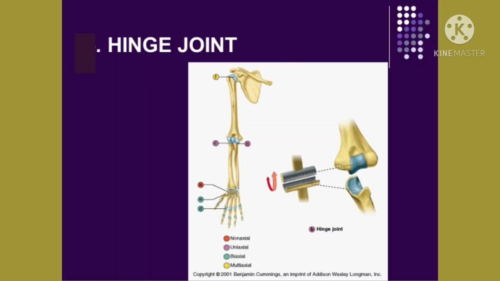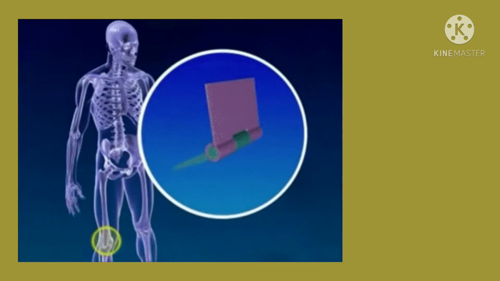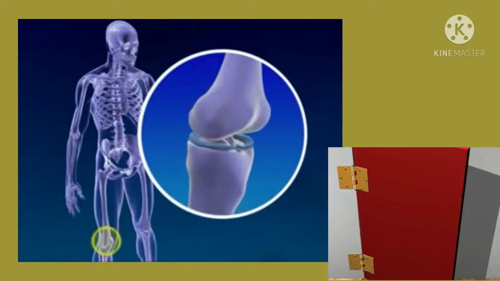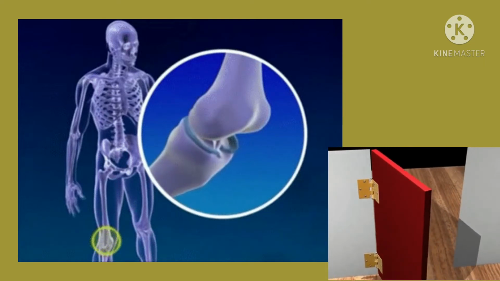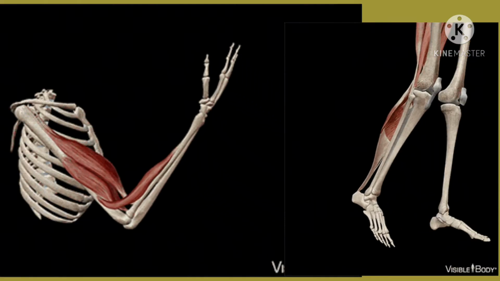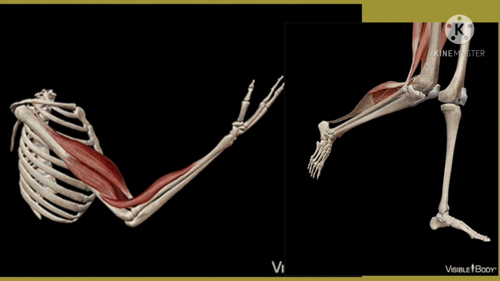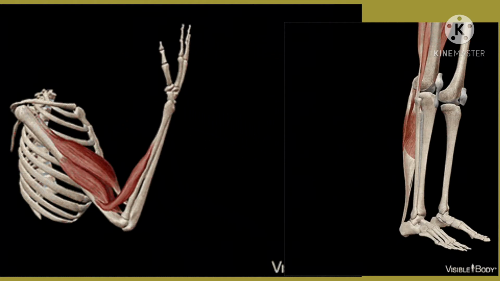First, hinge joint. The joint which provides back and forth movement similar to that of a hinge in a door is called a hinge joint. It allows movement in one direction. The elbow joint and the knee joint are hinge joints.